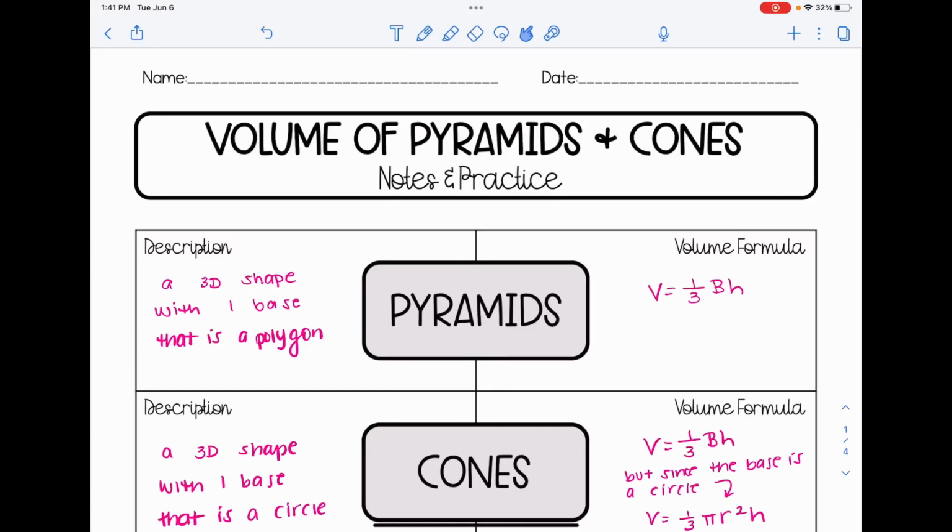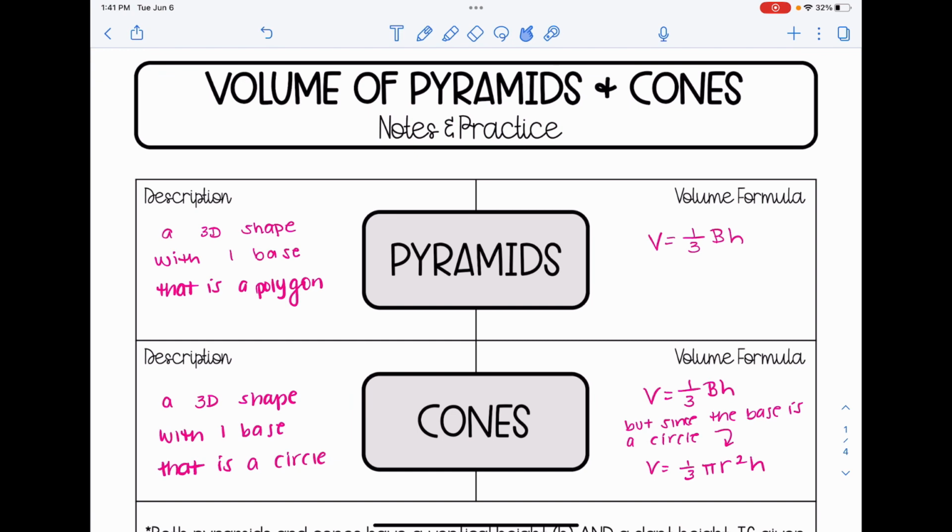Hey everyone, in this video we are going to be learning about how to calculate the volume of pyramids and cones. First, let's start off with some notes. So a pyramid is a 3D shape that has one base, and that one base could be a variety of different polygons. It could be a square, it could be a triangle, rectangle, and so on. Whereas a cone has one base as well, but that base is going to be a circle.